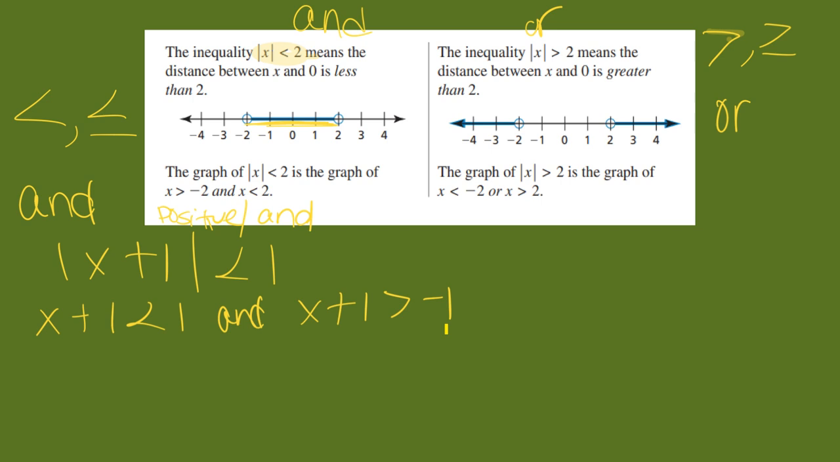So why do I switch my sign to x plus 1 is greater than negative 1? One I kept the same, correct? The first part I kept the same. X plus 1 is less than 1, and x plus 1 is greater than negative 1. Why? Because I equaled my 1 to what? To a negative. So when you do a negative, you do the what? The opposite, the inverse, right? Which is going to be positive 1.